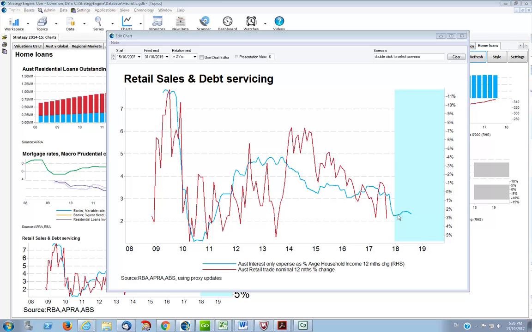The red line here is retail trade, 12-month change. We already know that we had a shock downturn in the July and August retail trade numbers, with the annual rate falling to 2.1%. What this is suggesting is that the interest rate hit, or the cash flow hit, that reflects the increase in interest-only loans would have an ongoing impact on retail sales going forward.